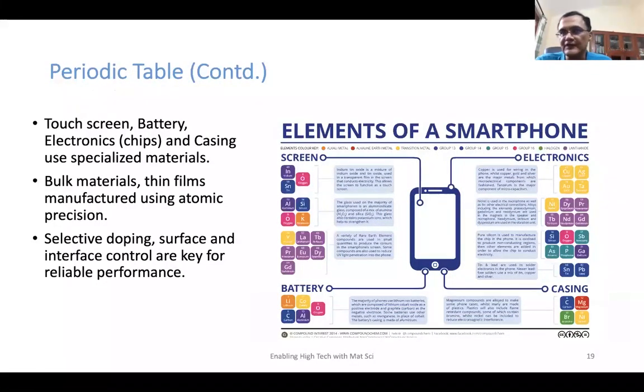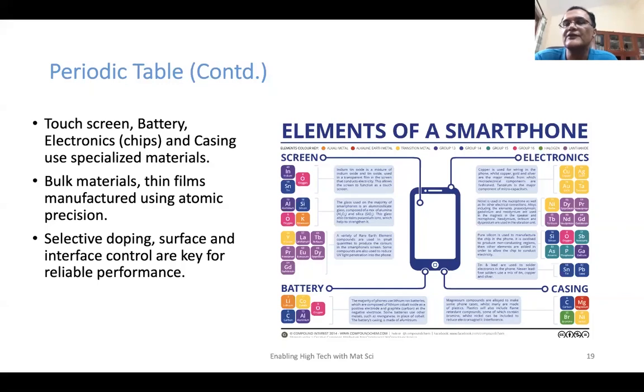So again, I'll go back to the smartphone example. When you look at the smartphone, you have your touch screen, you have your battery, and you have your electronics or chips and the casing. And what this slide shows here is what are all the elements involved. So for example, if you look at the electronics here, not only do we have your metals, which is your copper, silver, gold, tantalum, we also have a bunch of different rare earths which go into making a chip. We have the dopants, we have oxygen, we have the contact materials, which is tin. Okay, so that just tells you how much knowledge and how much experience is needed to make the latest A13 or any other chip that's required.